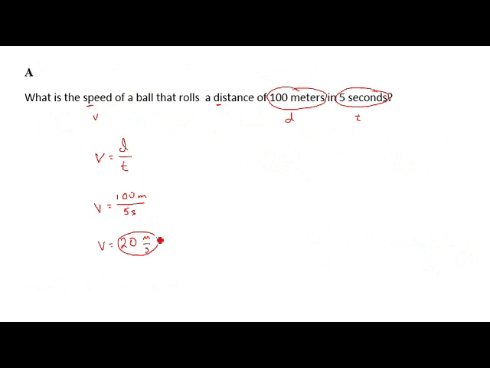Alright, significant figures. We have 1 in 20 meters per second. We had 1 in 100 meters. We have 1 in 5 seconds. So our answer has only one significant figure. We're good to go.